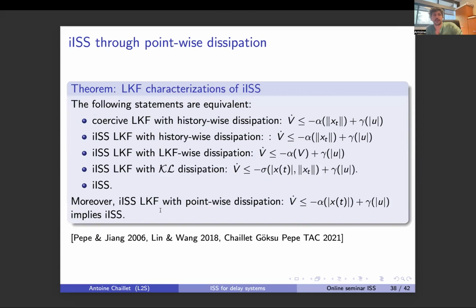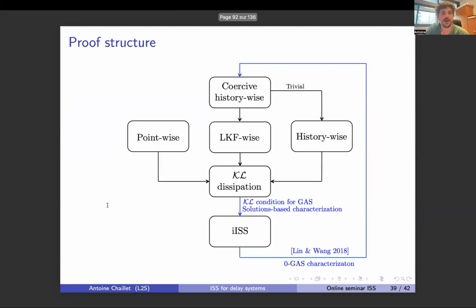So based on this, we have this Lyapunov characterization of integral ISS for time delay systems. And essentially it says that whatever dissipation is fine for integral ISS. Let me say it like this: history-wise, where alpha here is just positive definite; history-wise with a coercive Lyapunov function; LKF-wise, pointwise, KL-wise, as I told you, it's interesting for functions of the form logarithm of 1 plus W. All of them ensure integral ISS. So essentially the conjecture we have for ISS can be considered as solved for integral ISS. Okay, so this is the idea of the proof, but I can come back to it if you want.